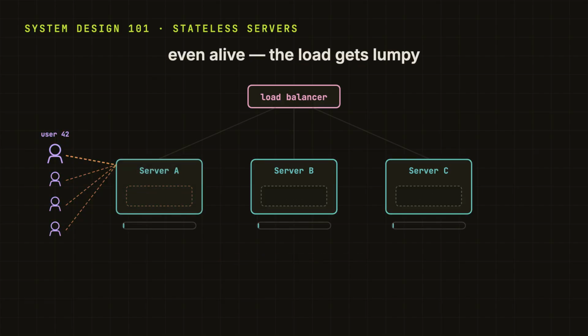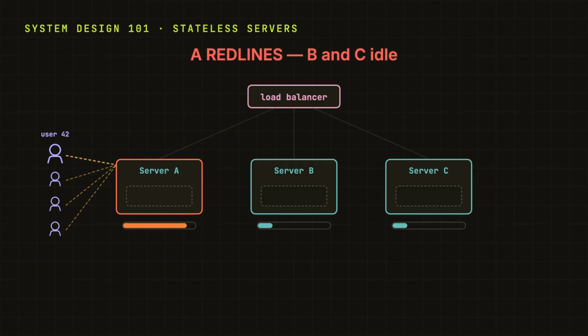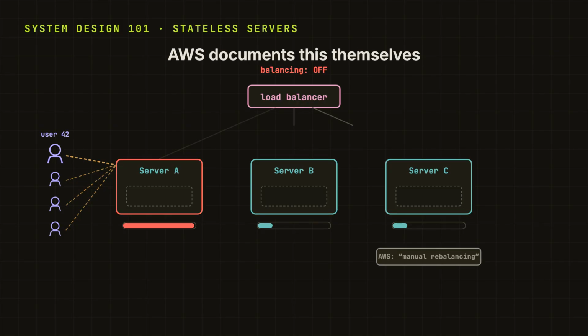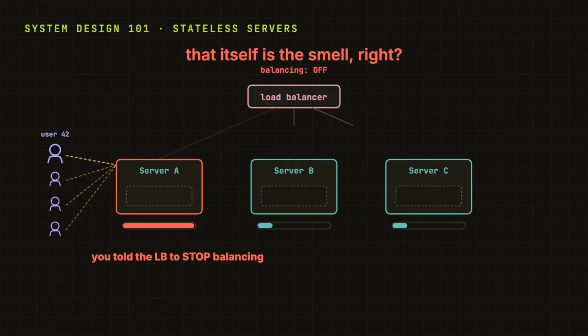And even when nothing dies, the load gets lumpy. Let's say a few heavy users all land on A. They are stuck on A, so A redlines while B and C are basically idle. You bought a load balancer to spread load evenly and then told it, actually do not. And AWS documents this themselves. With stickiness, the load goes uneven and they hand you a manual rebalancing button to fix it. That itself is the smell, right?